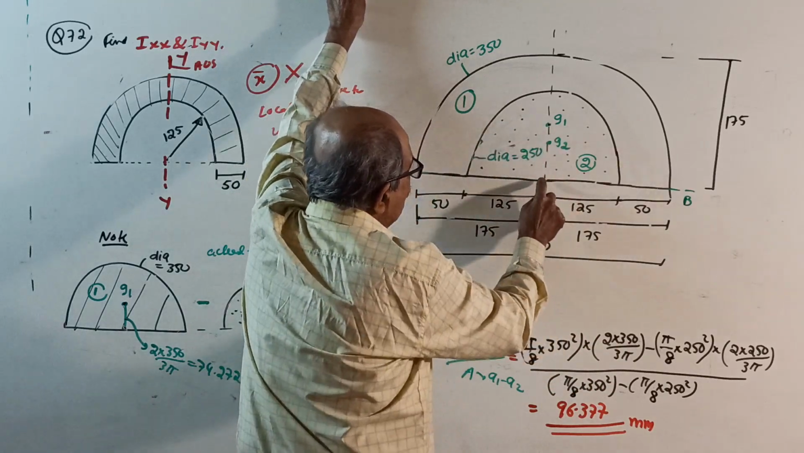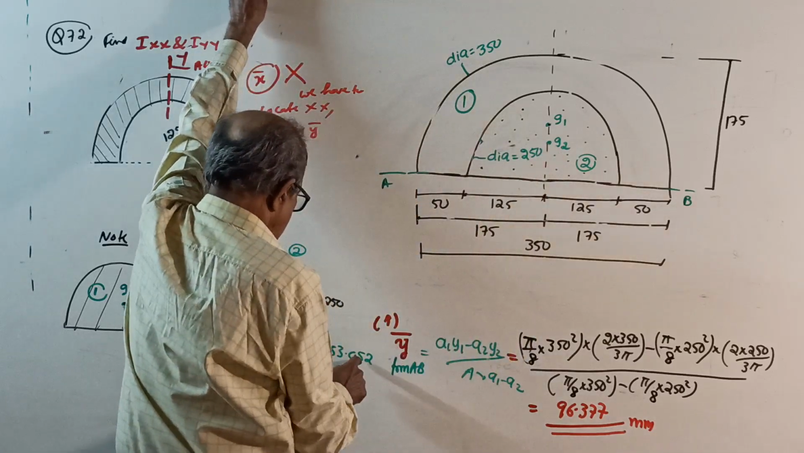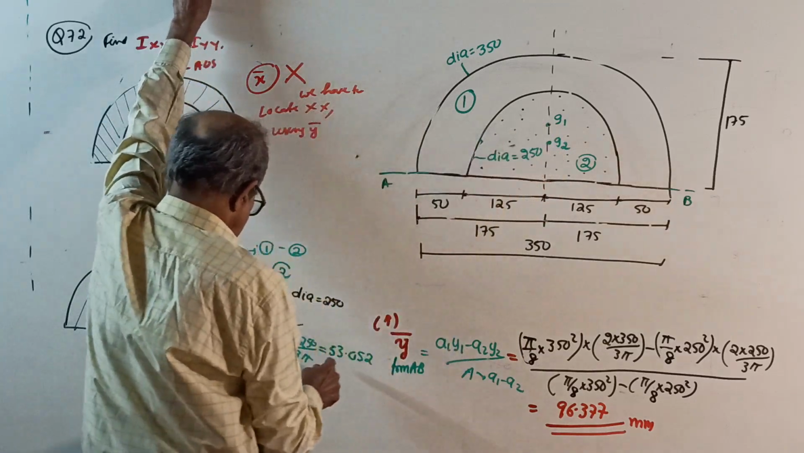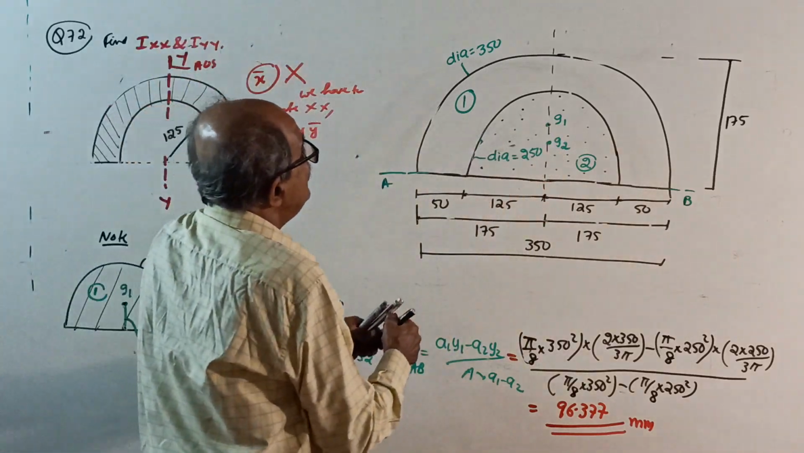Now see, 96.377 means where? From here to G2 is 53. Furthermore, from here to G1 is 74. So it is slightly above.